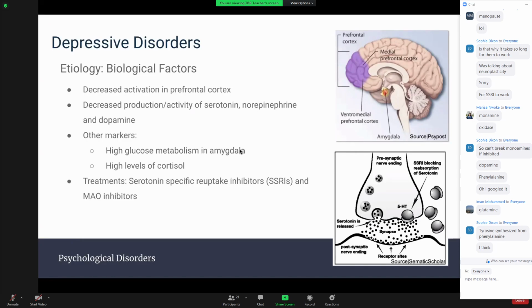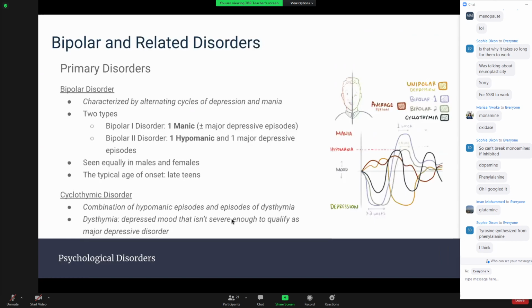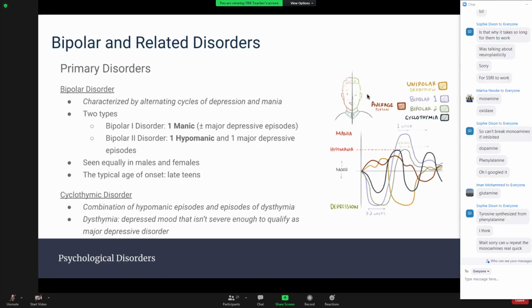But what you need to know for the MCAT is that tyrosine is the structural basis for the monoamines: dopamine, epinephrine, and norepinephrine. Okay? So don't forget that. Not serotonin. Okay. We're going to move on to bipolar disorders. And it's a good thing to talk about bipolar disorders after depressive disorders because we'll see that they show up.